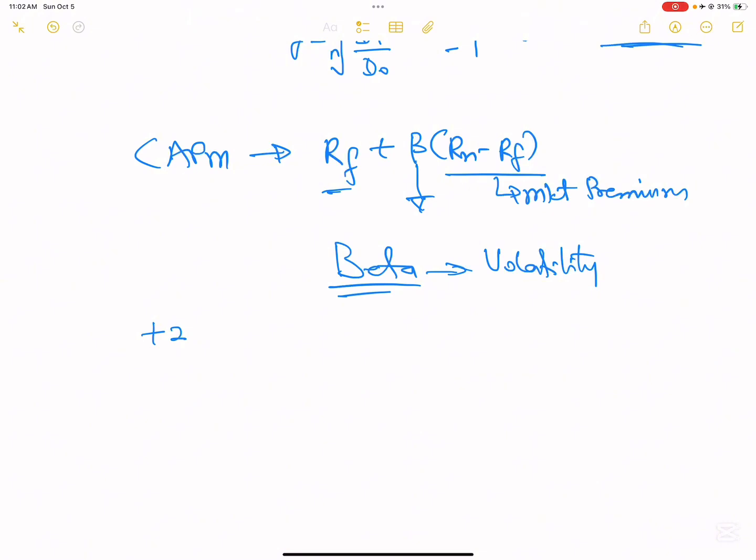So please remember those interpretations that we learned in FM. The last thing I'm going to talk about in beta is using the appropriate beta. So using the right beta.